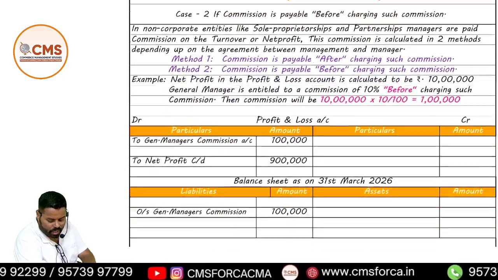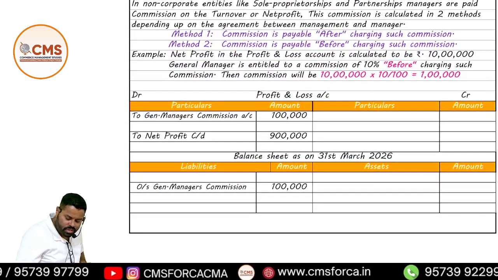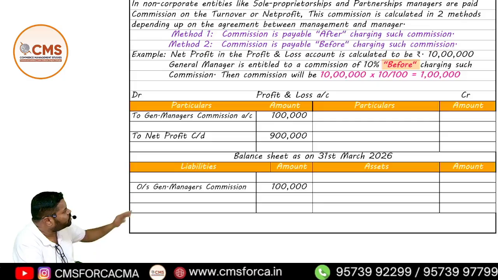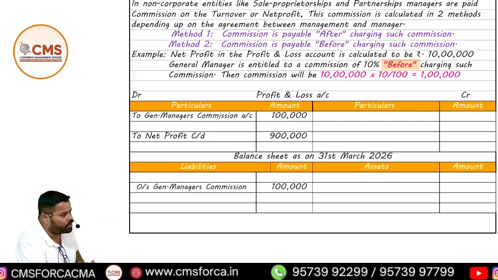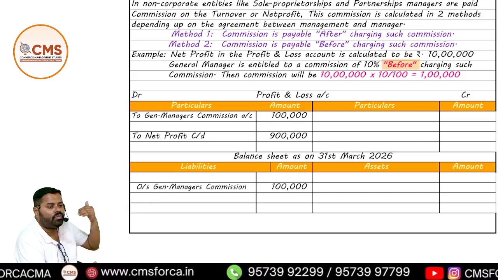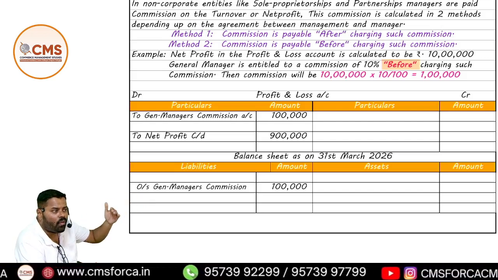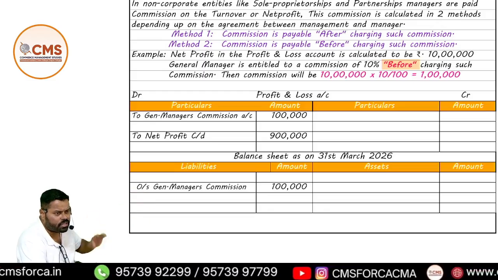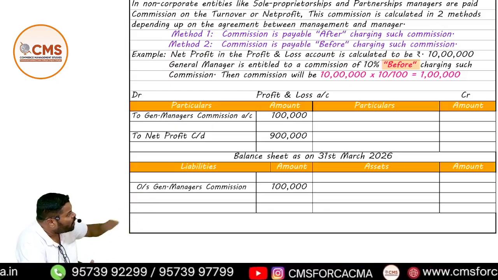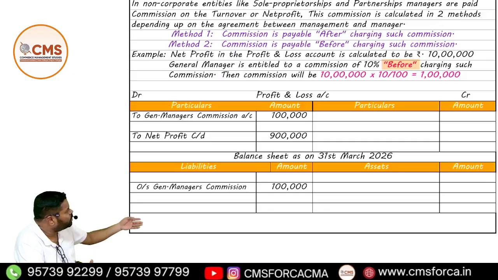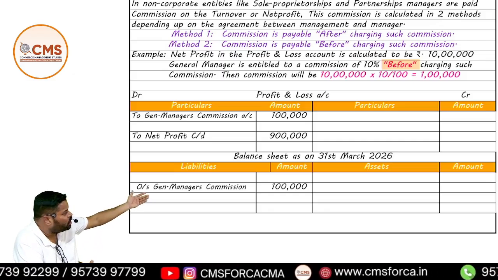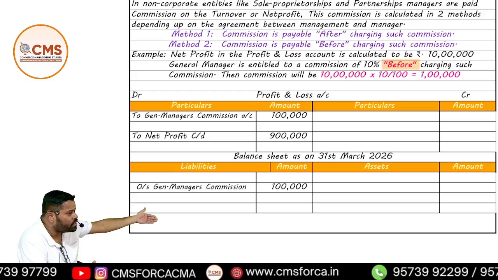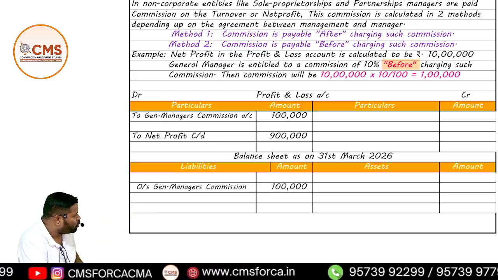Now, if the same thing is given and the word used is before, it is a very simple calculation, 10 lakhs into 10 by 100. The difference in calculation is, if the word is after, it is 10 by 110. If the word is used as before, it is 10 by 100, regular percentage. Before is always regular. So now, what is the value that you are getting? 1 lakh. Same entries. To general manager's commission, 1 lakh. To net profit, 9 lakhs. We never paid it, so I'll be writing it as outstanding general manager's commission on the liabilities side.